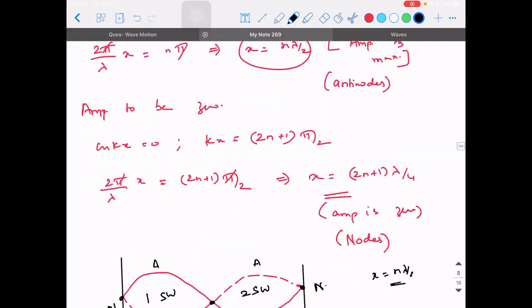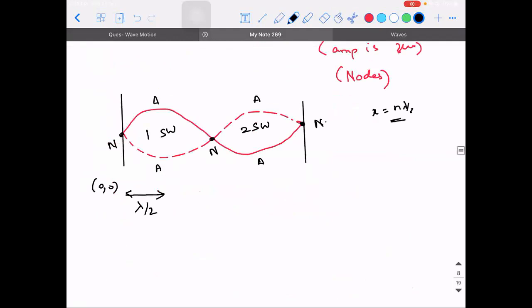Right. So x is equal to lambda. Are you able to understand? So at a distance of lambda by 2, there is a first antinode. So where will the second antinode be? So what are all the points where you have antinodes?